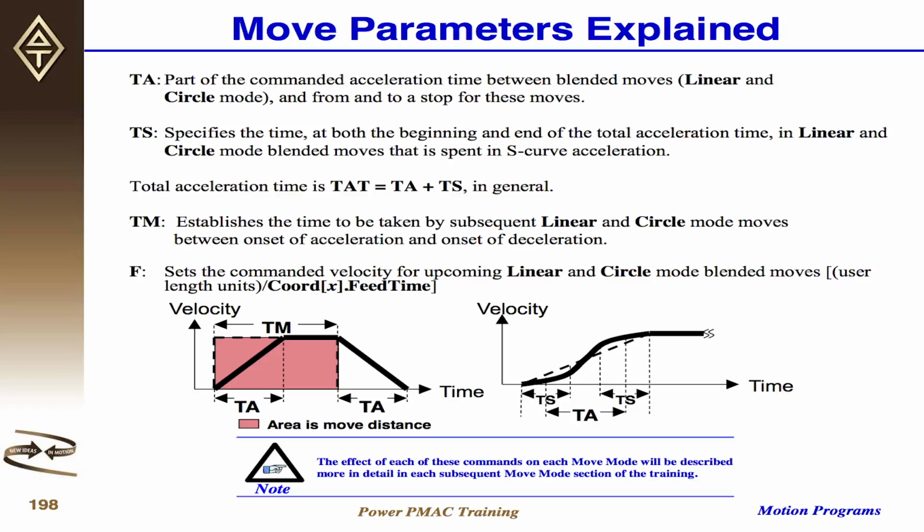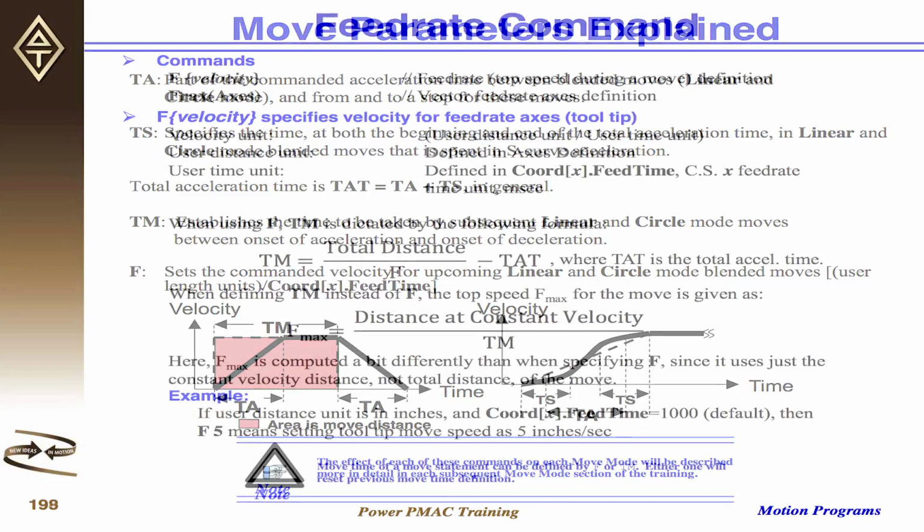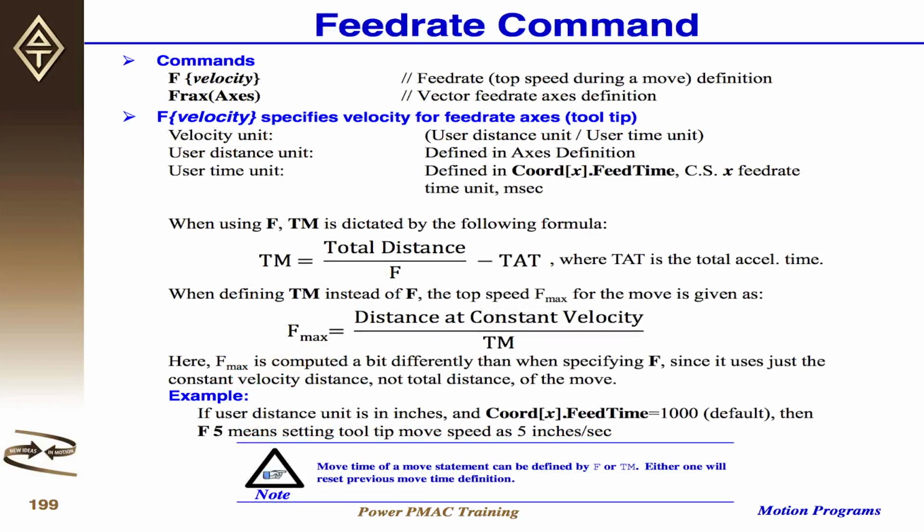Now, if you modify TA, TS, TM, or F, the effects will remain active in the coordinate system thereafter until again modified. So if, for example, you run one motion program, specify your motion parameters, the program ends, and you call a different motion program and don't specify the motion parameters, it will just use the previously used parameters. So keep that in mind. They actually get stored in some registers I'll show you later.